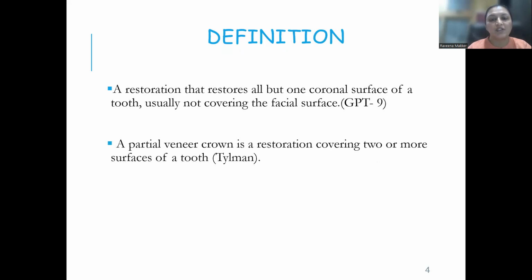Definition: a restoration that restores all but one coronal surface of a tooth, usually not covering the facial surface, according to GPT-8. The GPT-9 is called a partial veneer crown. A partial veneer crown is a restoration covering two or more surfaces of a tooth, according to Tillman.